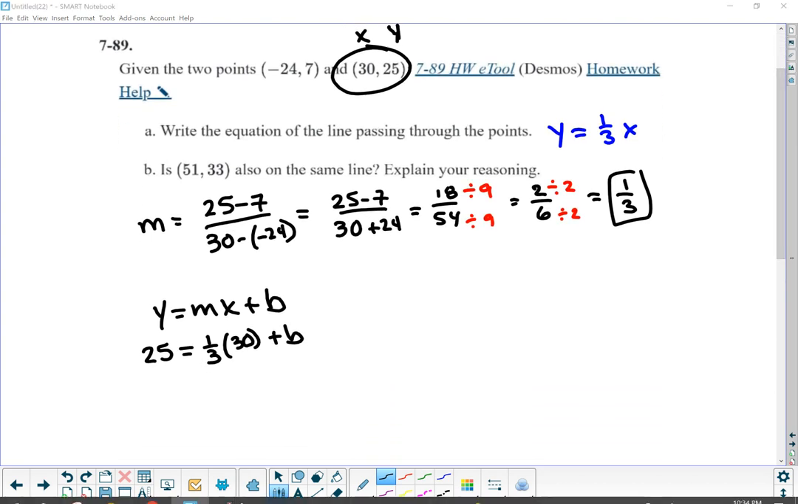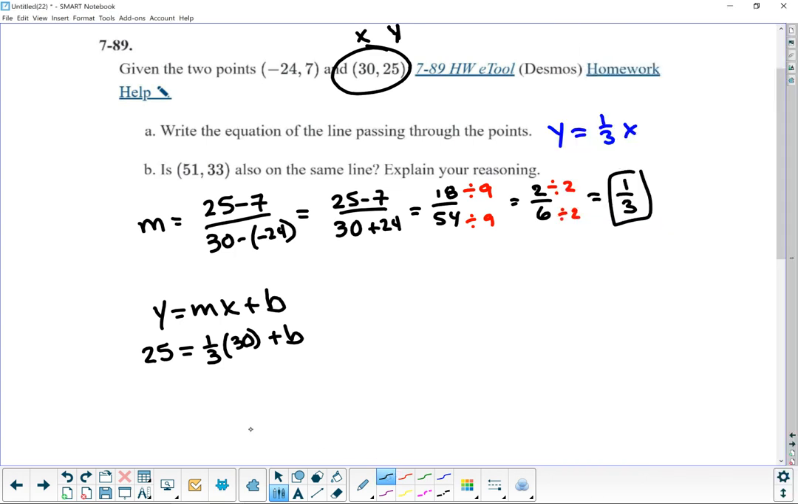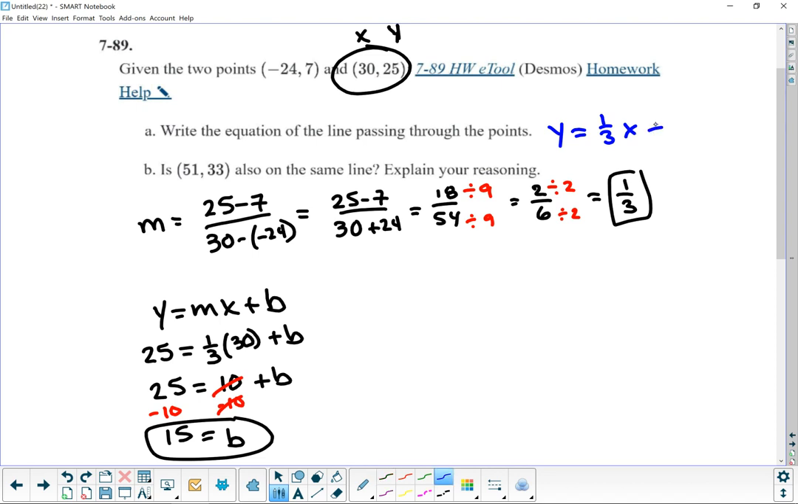So 1/3 of 30, if you use a calculator, I know what that is already. But if you don't know, you can put 1/3 times 30. That makes 10. Right? So now you got 25 equals 1/3 times 30, and we found out that was 10, plus b. You're going to solve this by subtracting 10. So you get b equals, use your calculator if you need help, but that makes 15. So your equation is y equals 1/3 x plus 15.